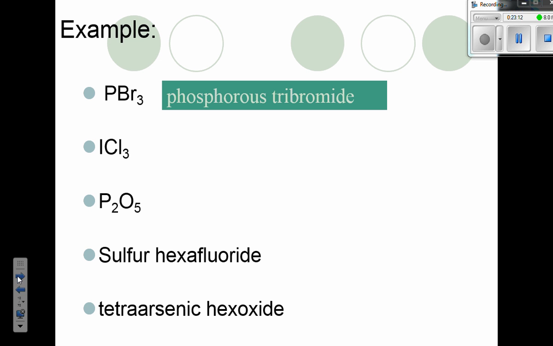What about this next one? What's this element here? Iodine. How many are there? One. Just one, so I don't have to use mono, so I just write iodine. Trichloride. Iodine trichloride.